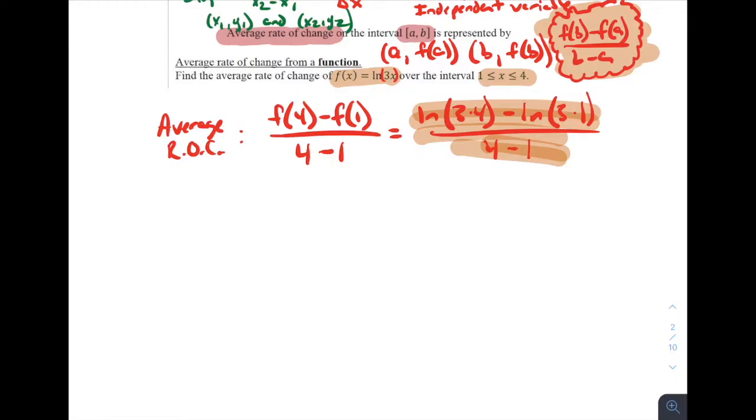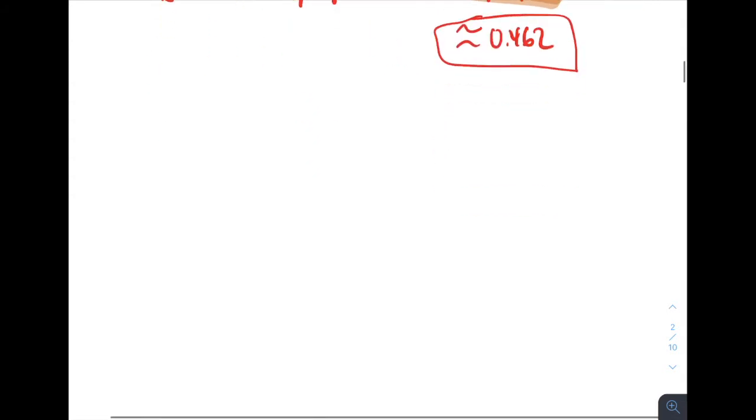All right, so using the calculator, we saw that the solution to this problem for the average rate of change was about 0.462. Again, we round our answer to 3 digits after the decimal place. Great, let's move on to the next one.